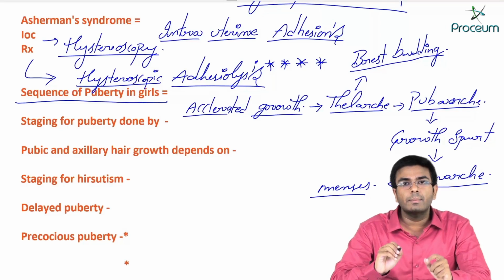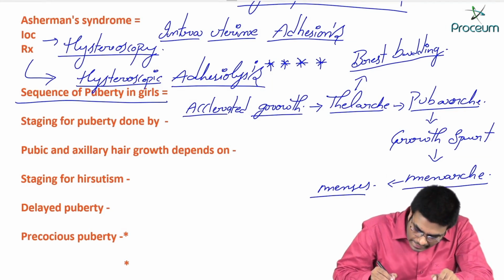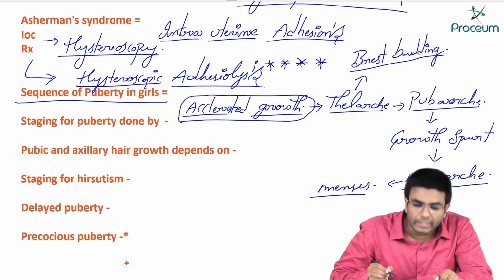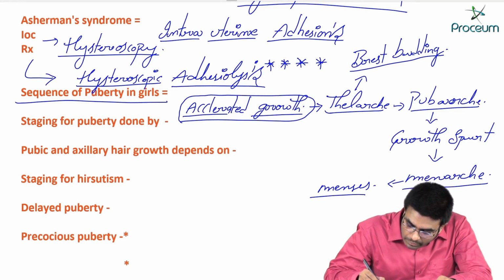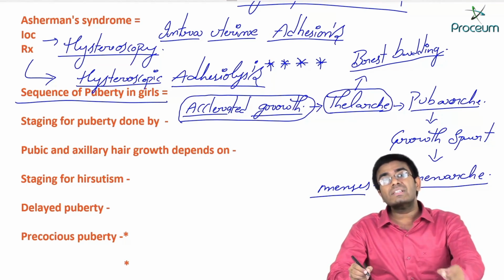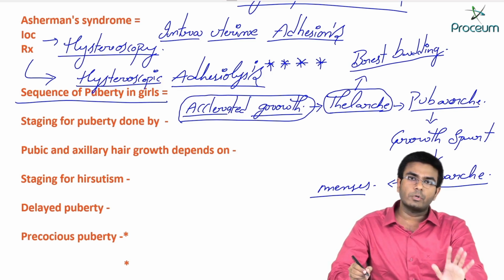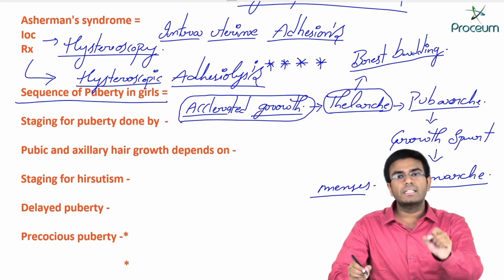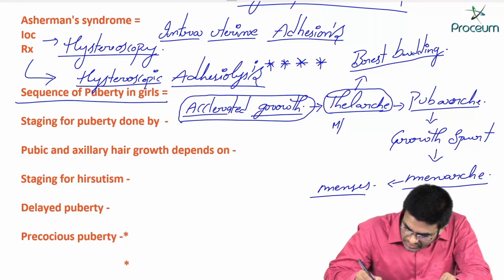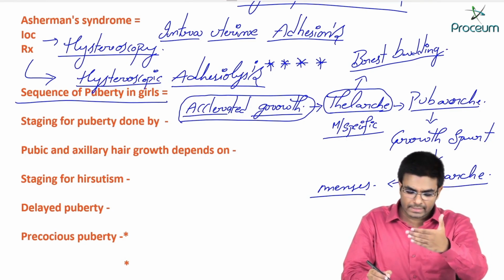Please remember that overall the first sign is accelerated growth. This is the first thing to appear, but it is unnoticed by the family or even by the girl. The first noticeable change, or the most specific pubertal change, is telarch, breast budding. But overall, the first sign is accelerated growth.